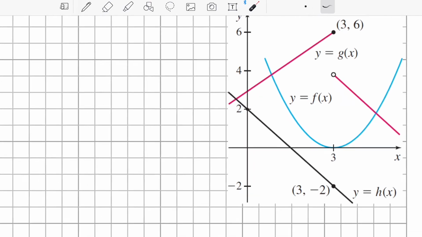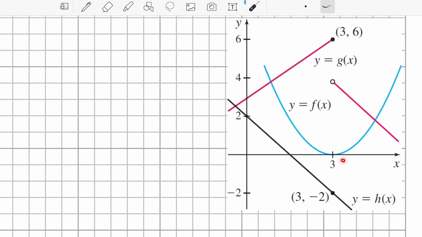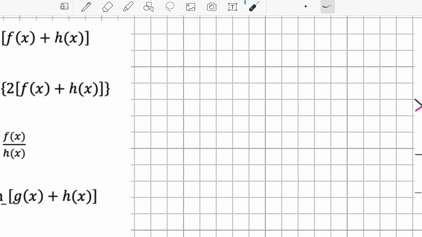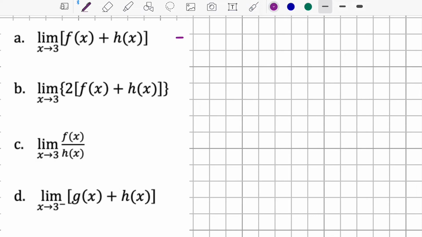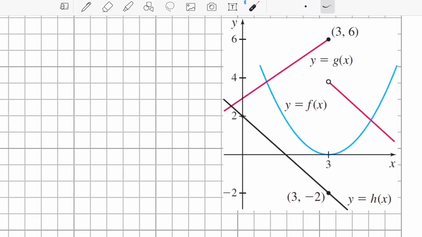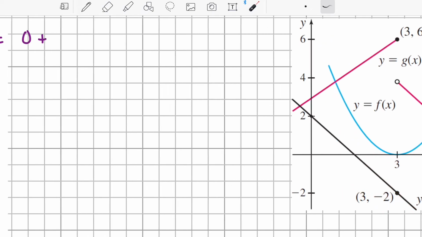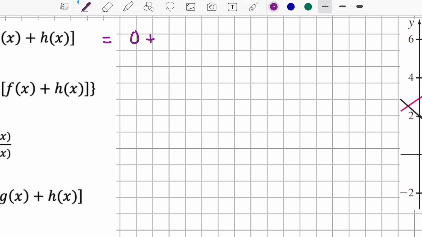So remember, when we first did this, we have to look at both sides. So we're approaching 3 from both sides. Notice that the y value is 0. So that limit is going to be 0. We don't need the limit sign anymore. Plus, now we need to look at the limit as x approaches 3 of h of x. So let's approach 3. But let's look at h of x. What y value are we approaching as we approach 3? That y value is negative 2. So it'll be 0 plus a negative 2, which is just negative 2.